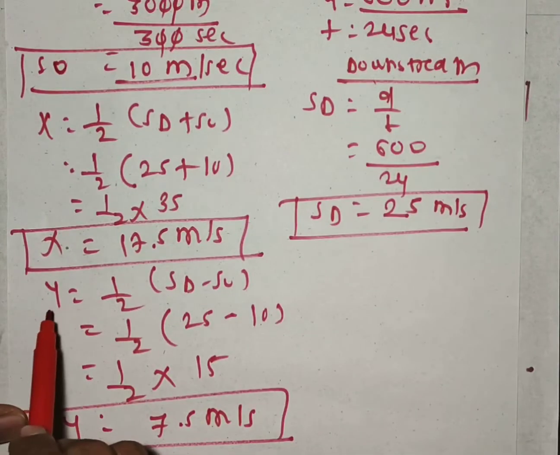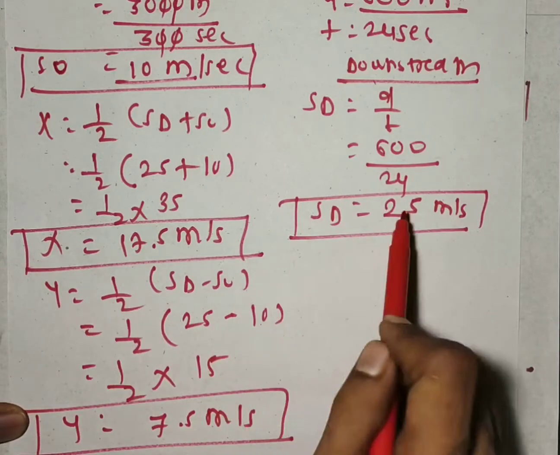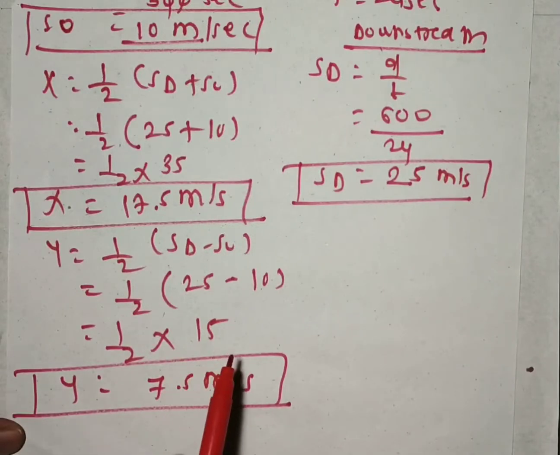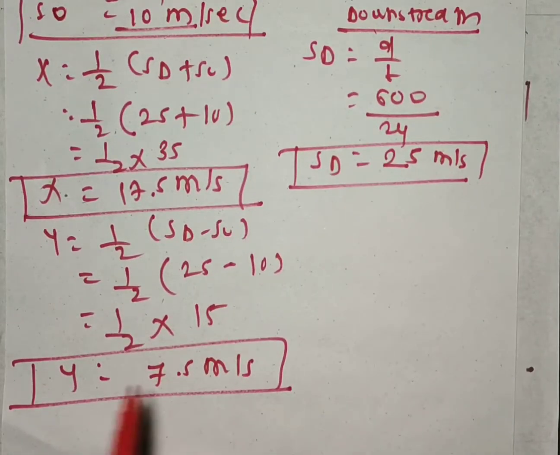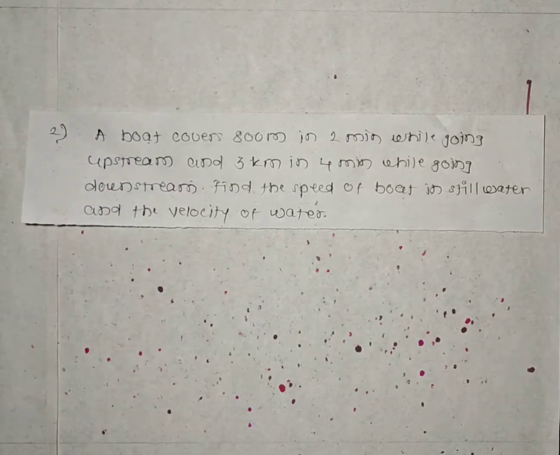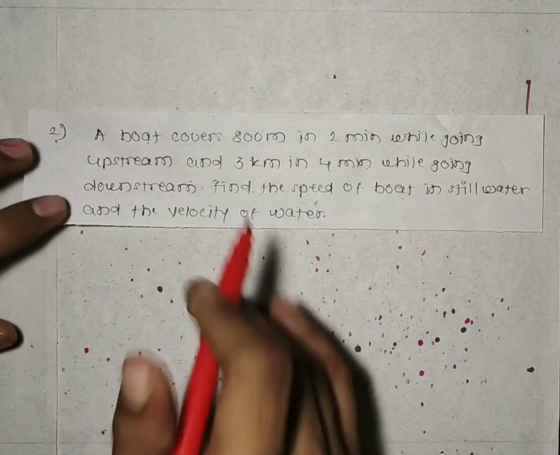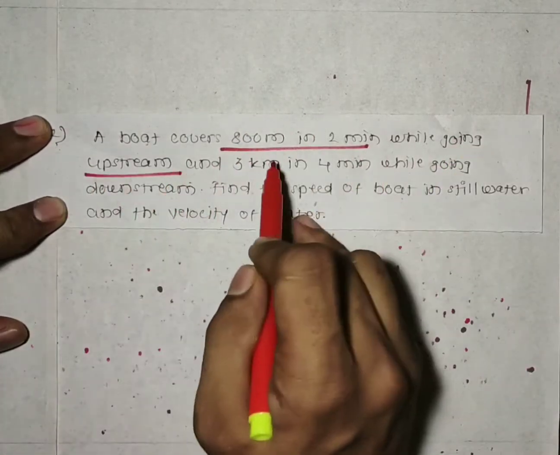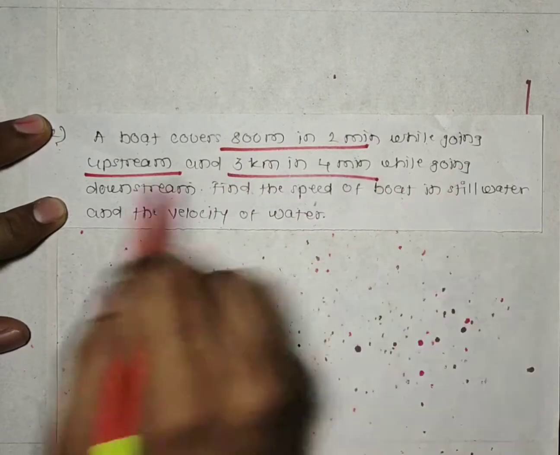Again, y is equal to 1 upon 2 of SD minus SU. 25 minus 10 is 15. So 1 upon 2 into 15, y is equal to 7.5. This is the speed of the water, and this is the speed of the boat in still water. Now let's see the second question. A boat covers 800 meter in 2 minutes while going upstream and 3 km in 4 minutes while going downstream.